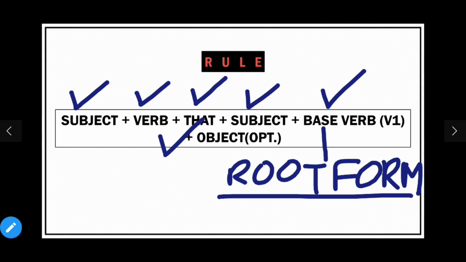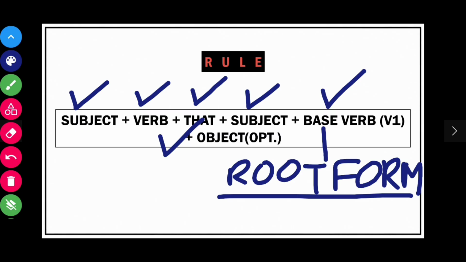Still, it's quite confusing. I know it's all raw details about the rule. With the help of examples, it will be clear and there will be no space for doubts or ifs and buts. So let's look at those examples one by one.